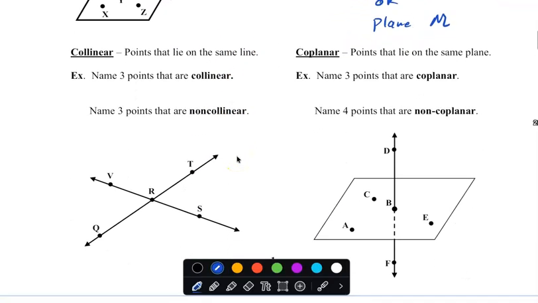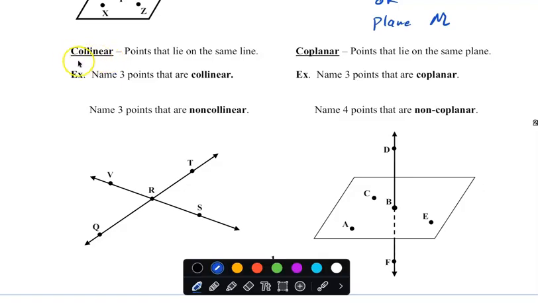Okay, let's talk about a couple more vocab. Points that are collinear means they're all on the same line. So points that are on the same line. So if we have this diagram here, I need 3 points that are collinear. So I need 3 points that are all in the same line. So like here's a line. So these 3 points will be collinear: V, R, and S.